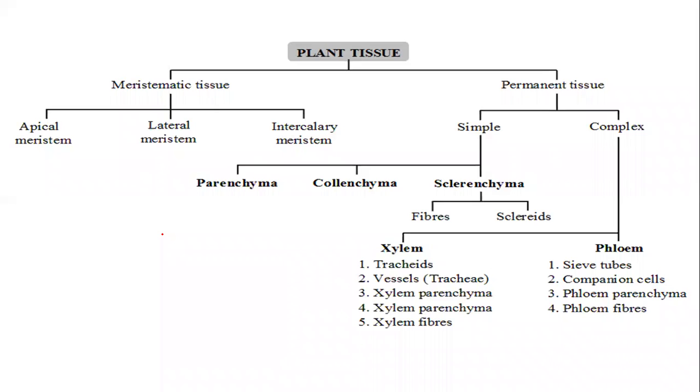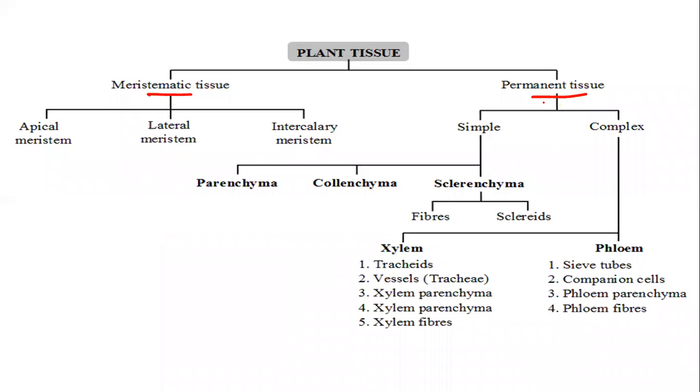These plant tissues are divided into two different groups, based on origin and based on performance, or you can say functions. So plant tissues will be divided into two types: one is meristematic tissue and the other is permanent tissue.